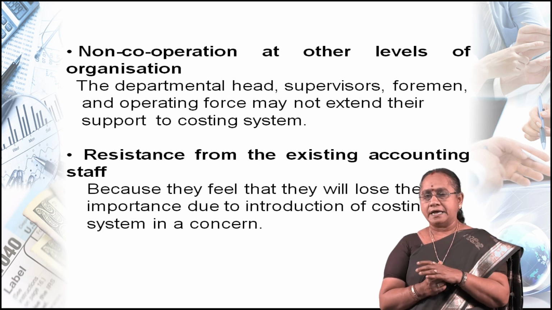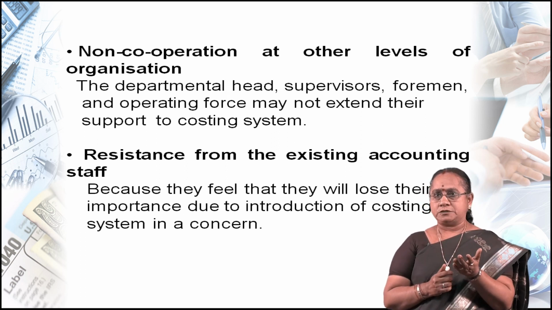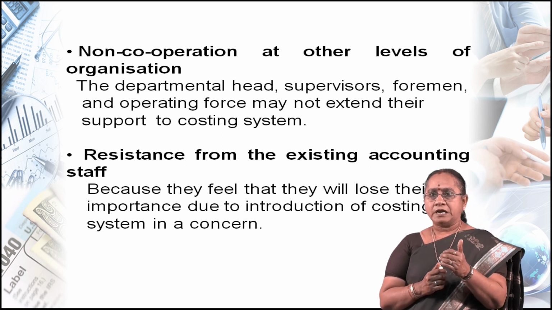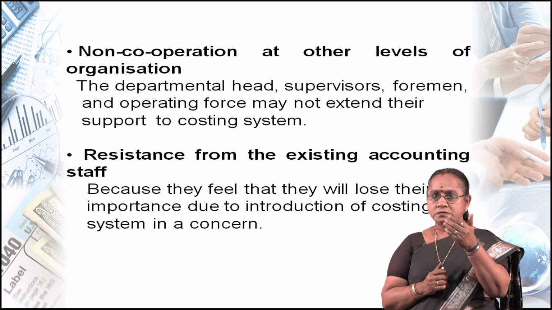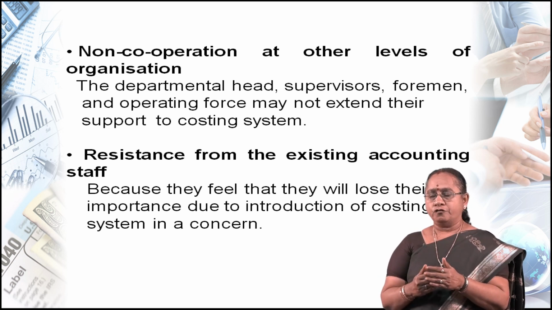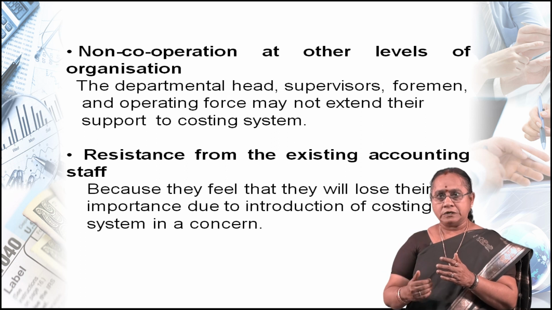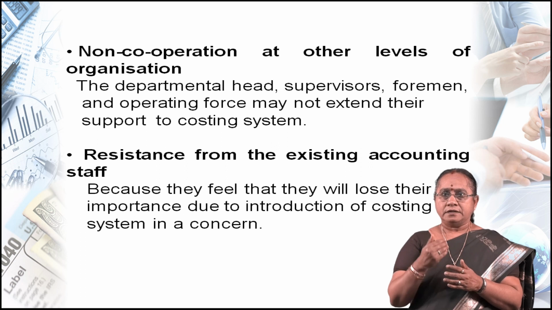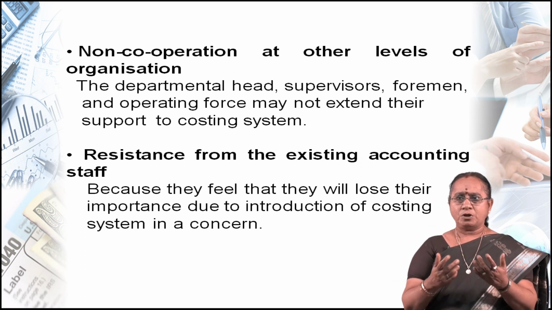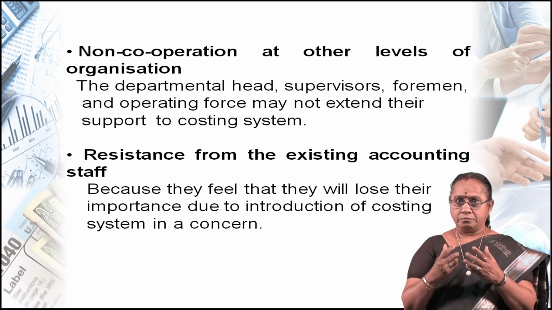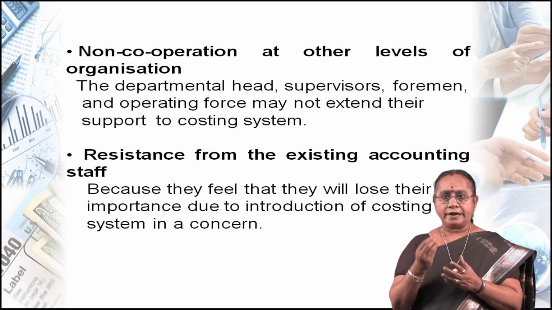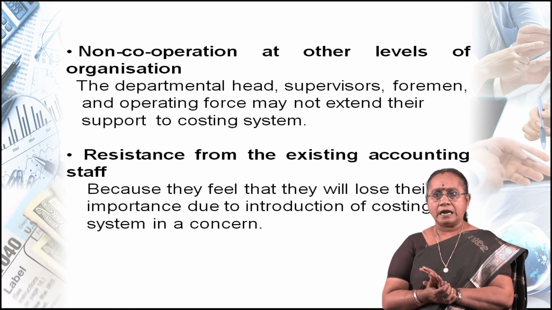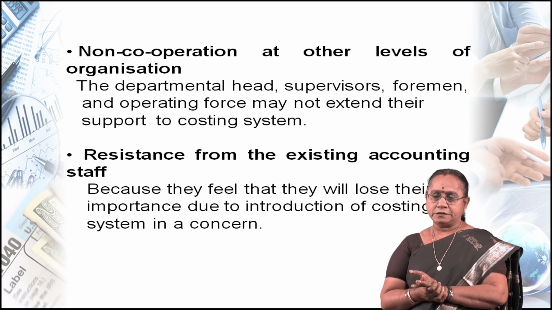And non-cooperation at other levels of the organization. First we saw non-cooperation in top management, but other levels, in the sense next to the top management level, are department heads, supervisors, foremen and the operating force. The operating force are the workers who are working at the low level. At all these stages there is non-cooperation, because they may not give proper measures or proper amounts, rates, whatever it is, proper records for costing. So non-cooperation at other levels is also a practical difficulty.